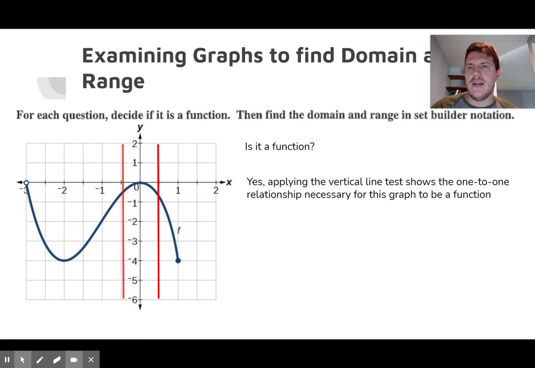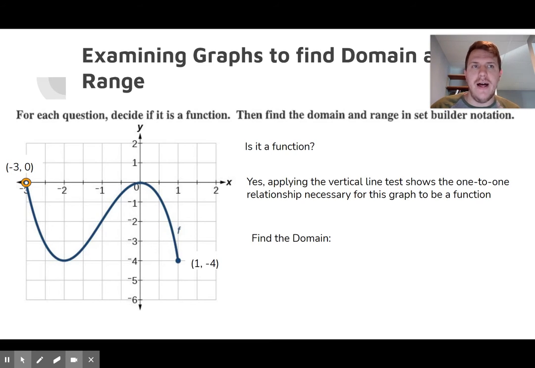So we go ahead and remove these. Let's find our domain and range. To find the domain, we have to once again look at the endpoints. We've got one at -3, 0, and another one at 1, -4. Okay, once again, that's important for us to build up on our set notation here. Okay, so it's important to know that we have an open circle at the left side here. That means we don't include -3 or 0 when building our domain or range.